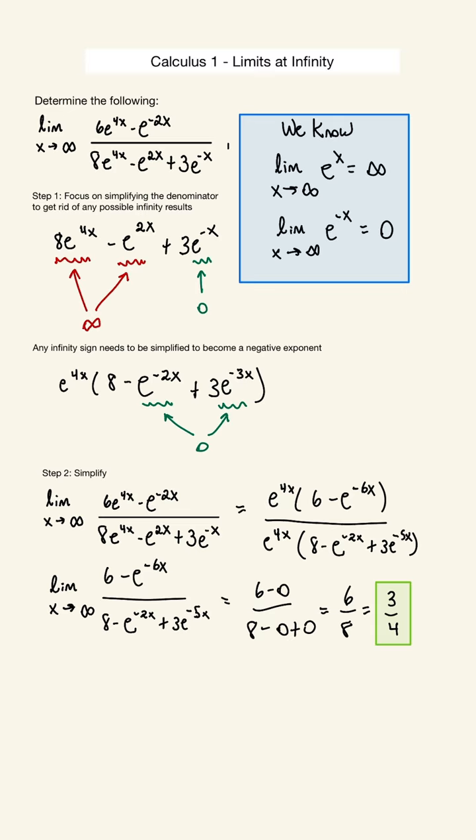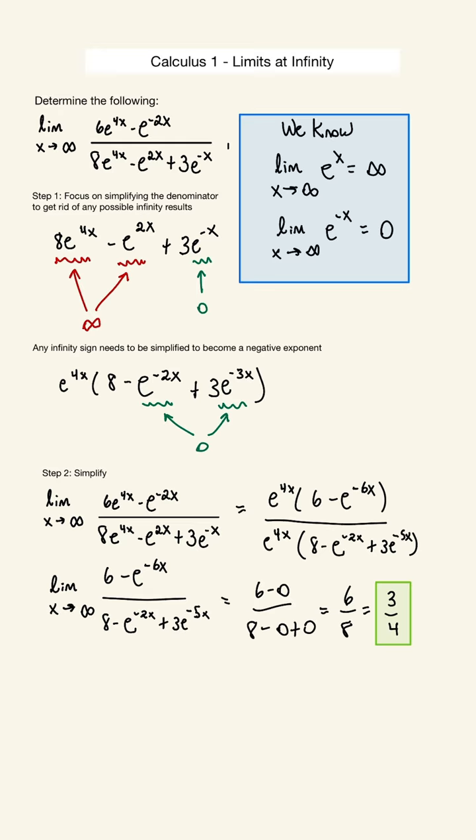Before we get into this example problem, we know that for the limit as x approaches infinity, which is what our example problem is, e to the positive x is going to equal infinity, whereas e to the negative x is going to equal 0. So we want to keep these two things in mind when we solve this example problem. So we'll go ahead and get into it.